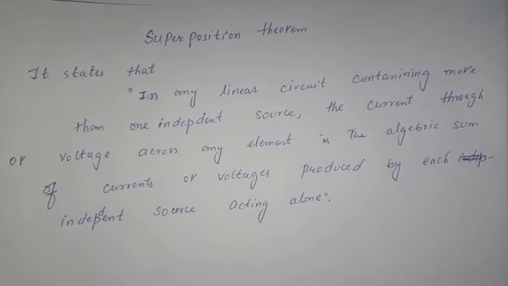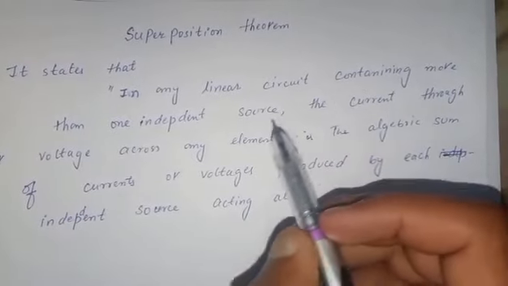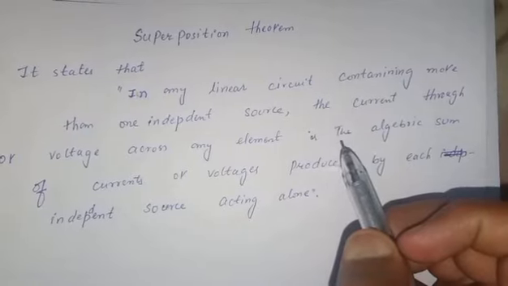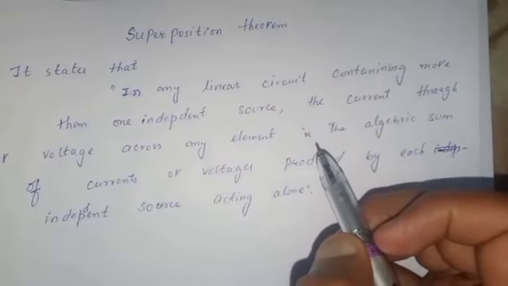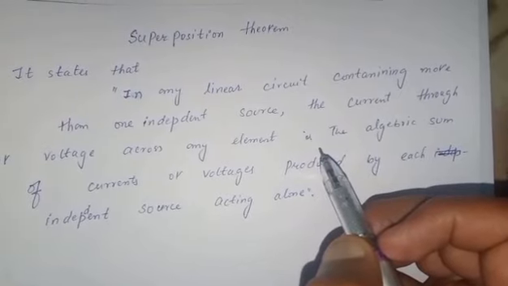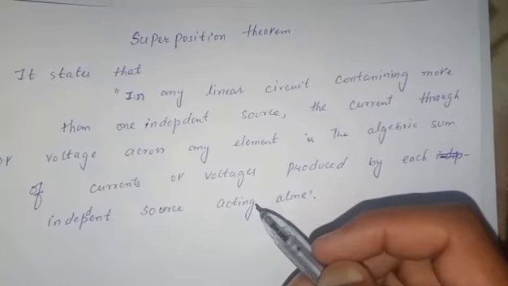So the superposition theorem states that in any linear circuit containing more than one independent source, the current through or voltage across any element is the algebraic sum of currents or voltages produced by each independent source acting alone.